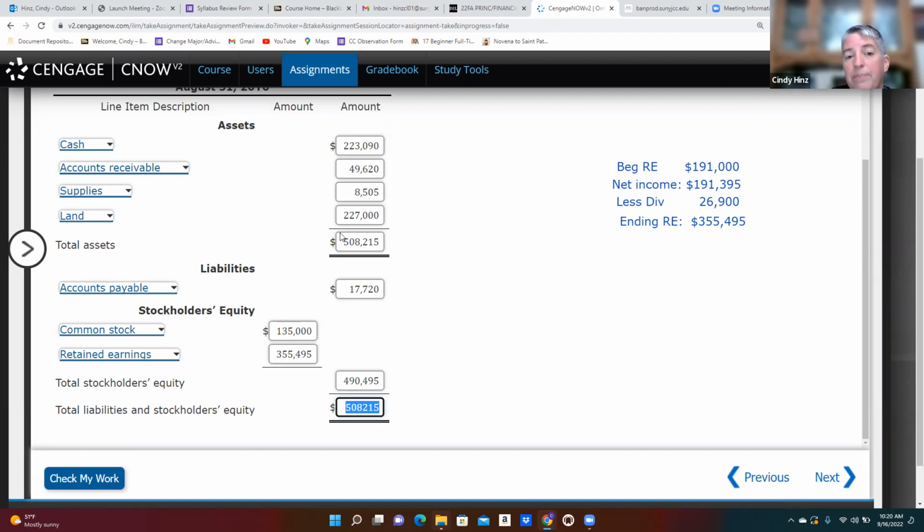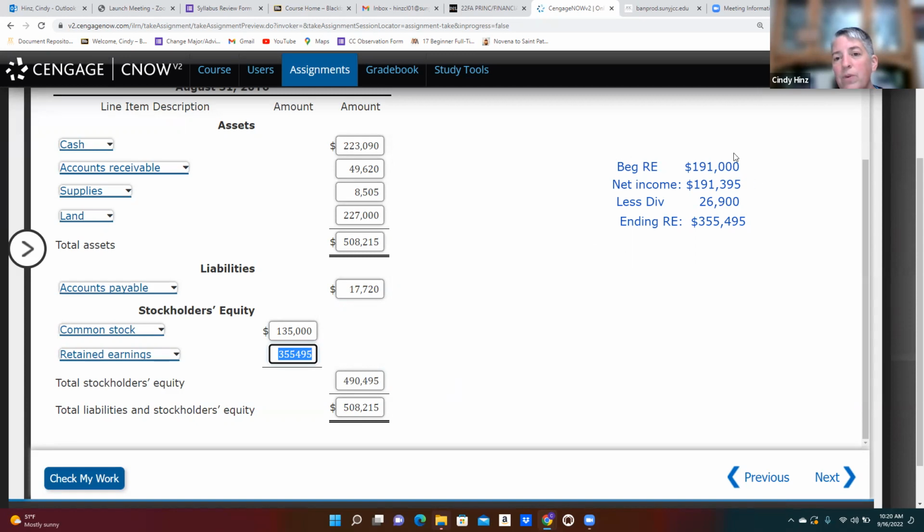How did we know that? Because it has to match the total assets. So if we took that number and subtracted the liabilities, we would know how much must be the balance in stockholders' equity. And then if we subtracted the common stock from that, we would have gotten what the retained earnings balance must be at the end. So that would have been a little faster for us, but it's not the realistic way that this happens.